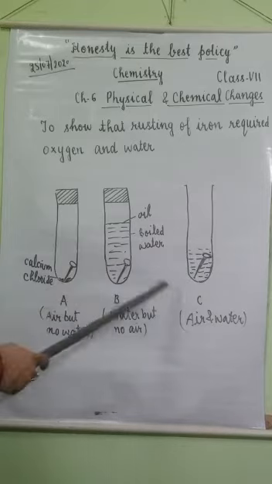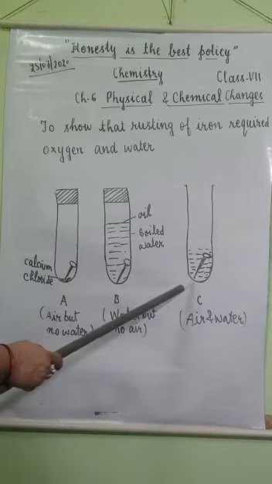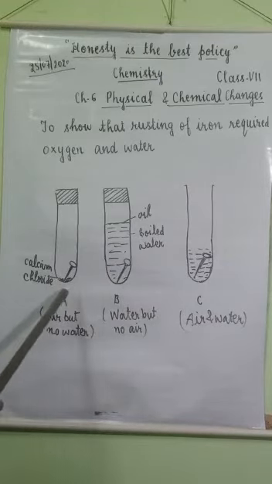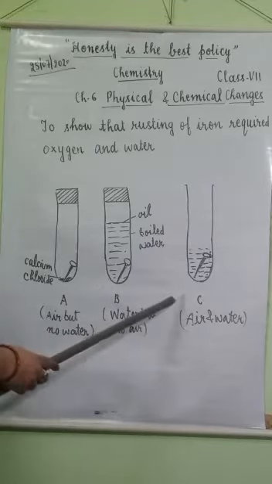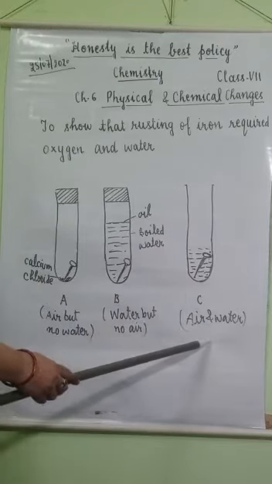In each test tube, an iron nail is kept. So you can see that in test tube A, air is present but no water. In test tube B, water is present but no air. And in test tube C, air and water both are present.